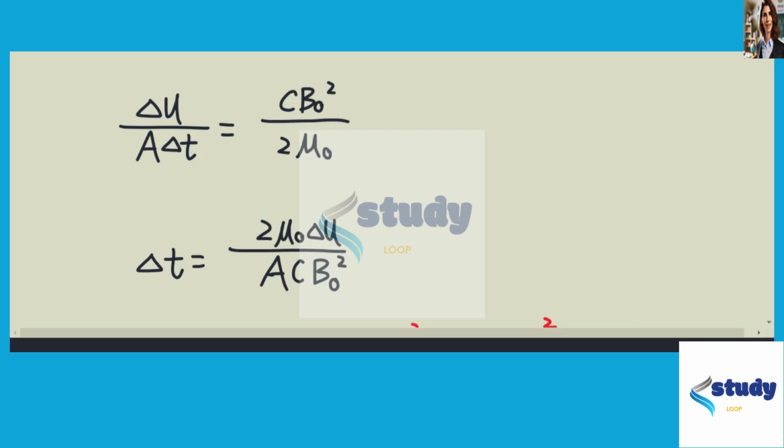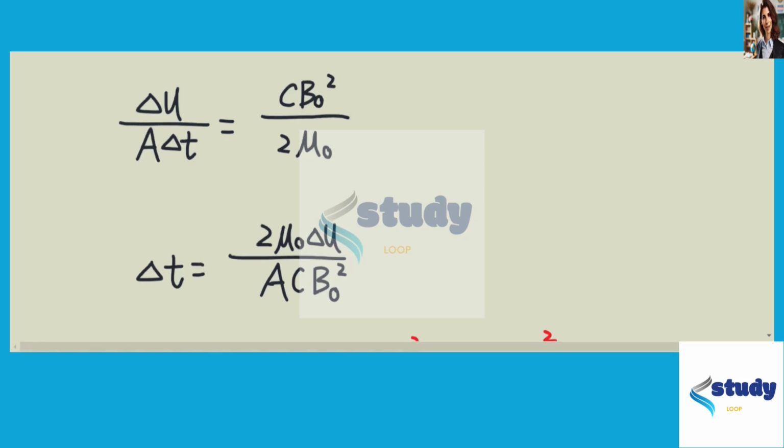The average energy per unit time per unit area can be expressed as ΔU over AΔT. A is the area, ΔT is the time, and ΔU is the average energy. And this can be equal to cB0² over 2μ0. c is the speed of light, B0 is the peak magnetic field strength, and μ0 here is the permeability constant.